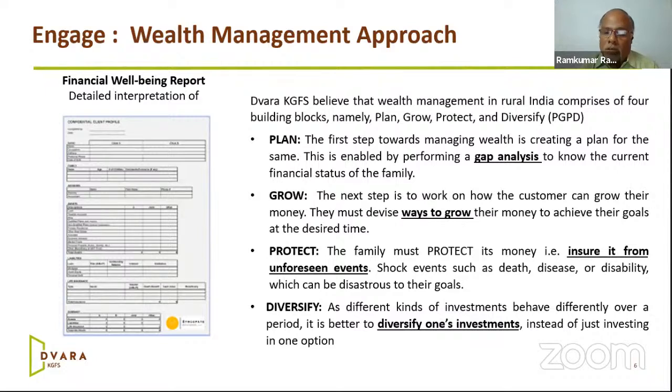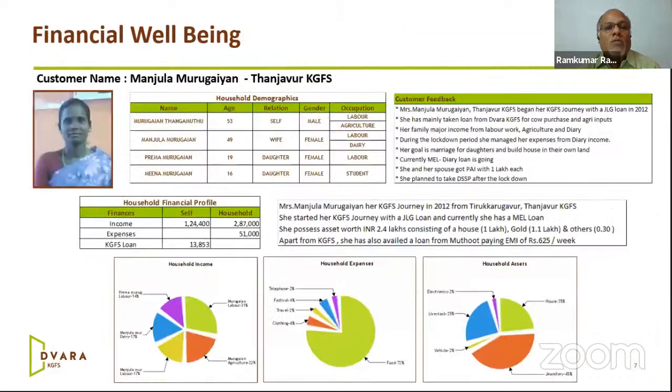We don't stop there. We just go to understand what are all the goals of the customer, and how does the customer try and reach the goal, whether the customer will be able to reach the goal or not. For example, I'm just taking a financial well-being report of Manjula Murugayan. Manjula Murugayan has been with us since 2012. She has got a joint liability loan with us and an enterprise loan with us.